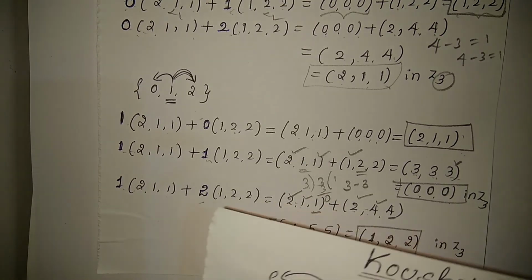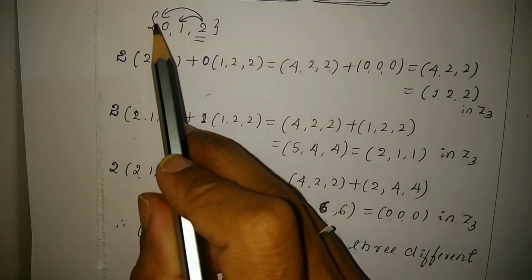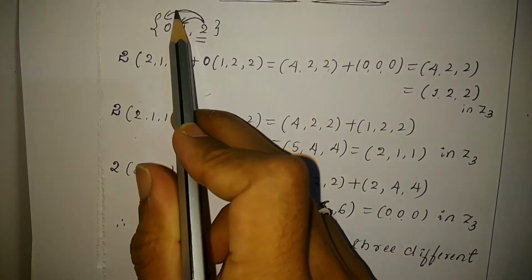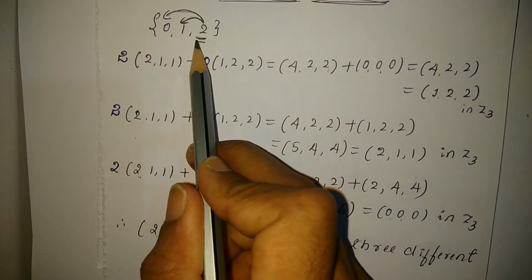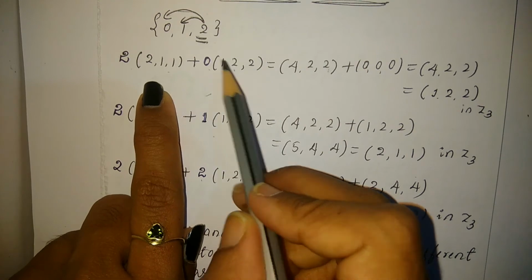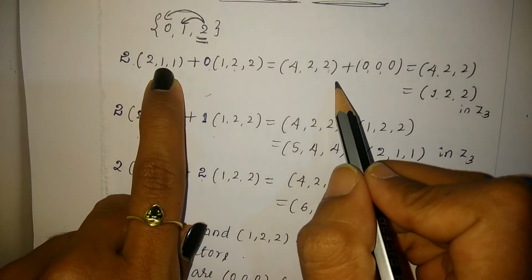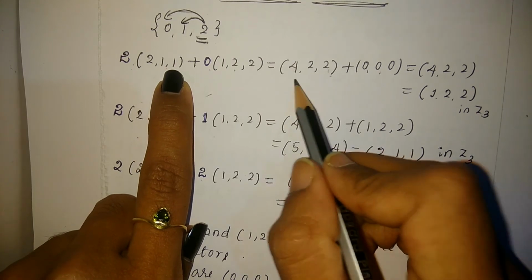Last set, that is 2 with 0, 2 with 1, 2 with 2. Here is the last set. 2 with 0, 2 with 1 and 2 with 2 for the scalars. Alpha 1, alpha 2 are the same. So 2 into 2, 1, 1 is nothing but what? 2 twos are 4, 2 ones are 2, 2 ones are 2.